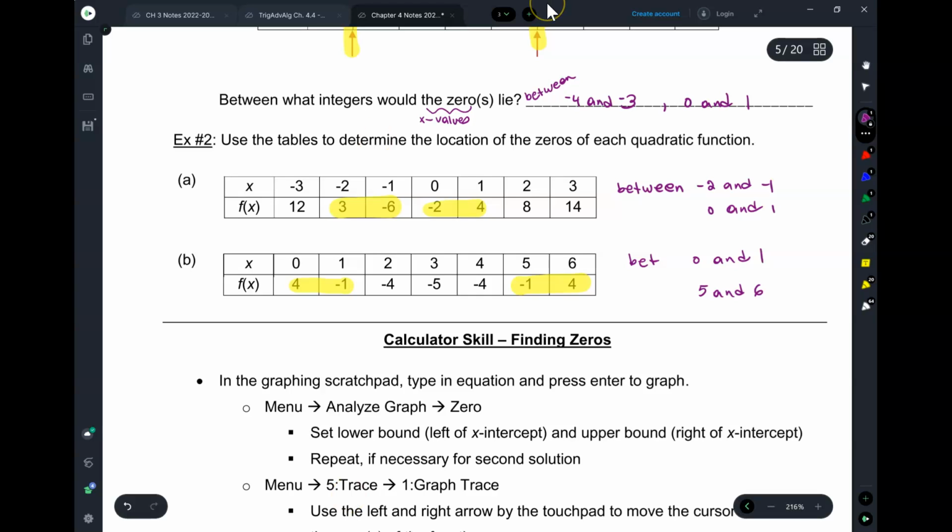Now, obviously, this is when you're graphing by hand and you have to estimate where the zeros are. When we're graphing by calculator, there is no estimating because the calculator will tell you exactly. So go ahead and take out your calculators, please, and let's graph a function here.